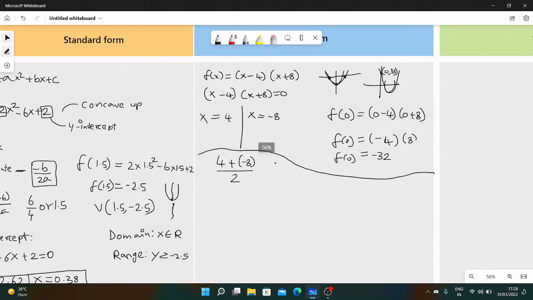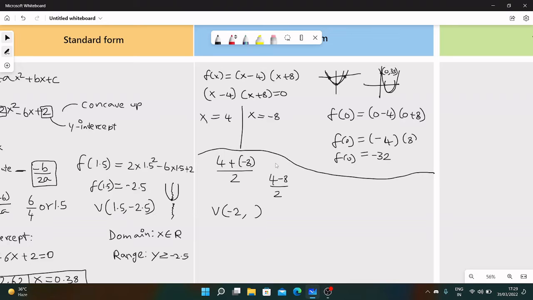And that's what we are doing over here. So 4 minus 8 divided by 2. That's minus 4 divided by 2. That's going to be minus 2. So we're going to say minus 2 comma something that we don't know yet. So let's find out that value.